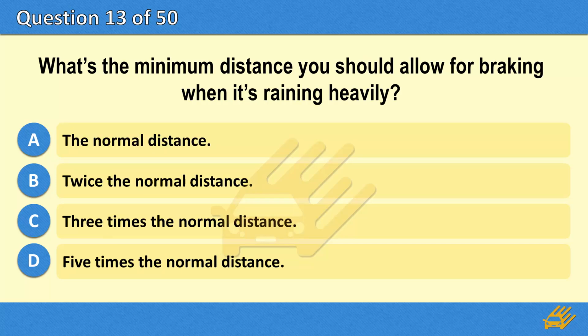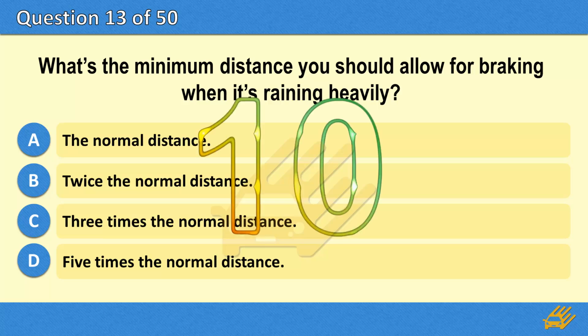What's the minimum distance you should allow for braking when it's raining heavily? A. The normal distance. B. Twice the normal distance. C. 3 times the normal distance. D. 5 times the normal distance.